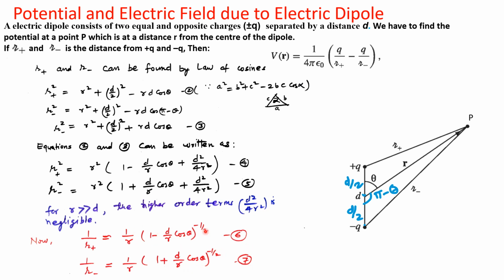And now we will have to expand these using the binomial theorem, and finally we will get 1 upon r plus minus 1 upon r minus, and finally we will find the potential. So let's solve it using the binomial theorem.